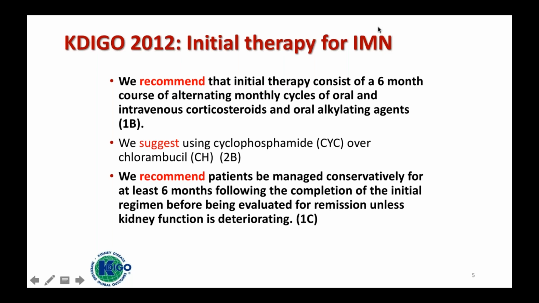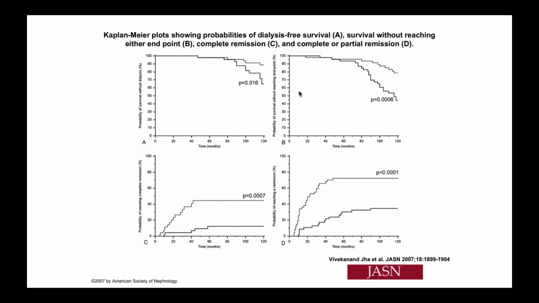Now, among the alkylating agents, cyclophosphamide was recommended to be preferred over chlorambucil by the KDIGO guideline. And the basis for making that recommendation were 2 large studies, one of which was ours, actually, which was published in JASN in 2007. Before that, in 1989, we had the study by Claudio Ponticelli et al., which gave rise to the Ponticelli regimen, which was on alternating monthly cycles of 3 days of methylprednisolone followed by 27 days of oral prednisolone, alternating with chlorambucil. And what we did is we modified that and used cyclophosphamide.